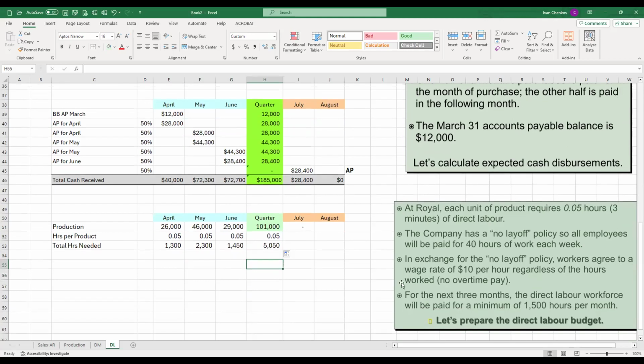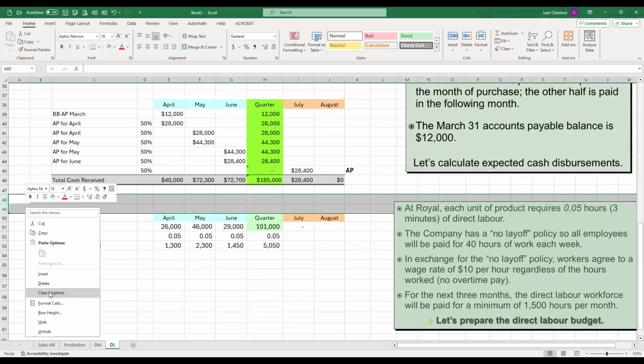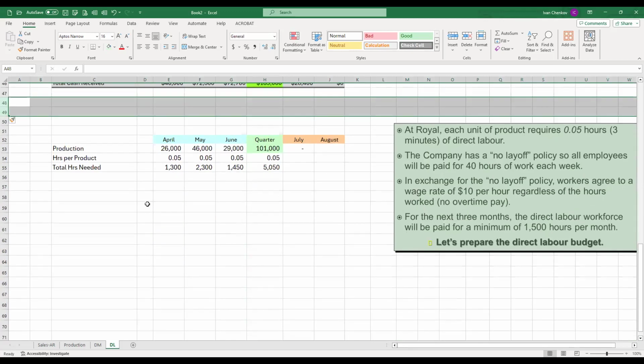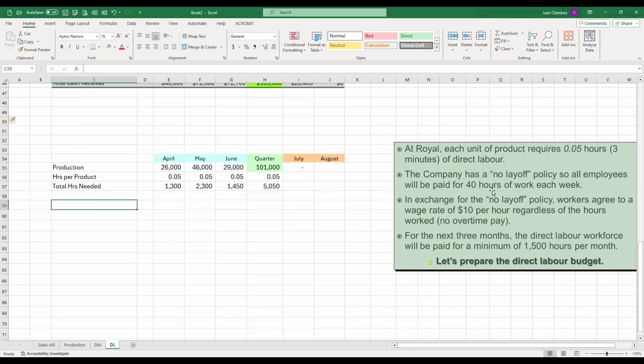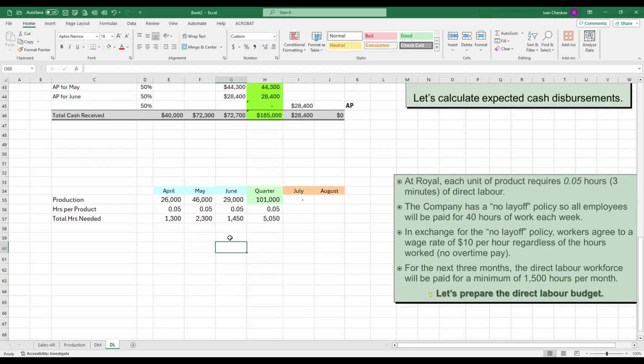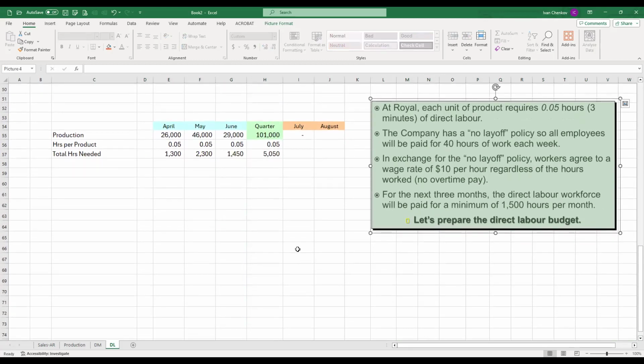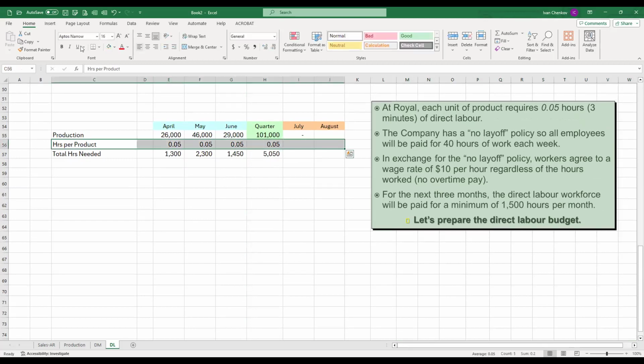However, look at the question, what it says. They're saying that the company is gonna pay 1,500 hours at minimum. So if that's the case, is there any months that we have less than 1,500 hours? April and June. April and June. So what we're gonna do in those months?